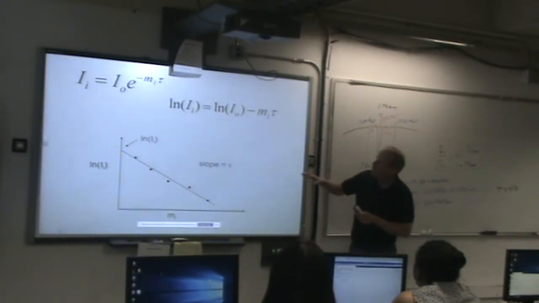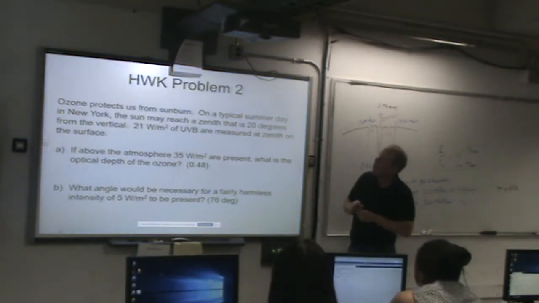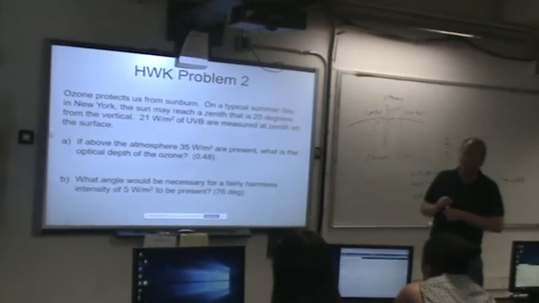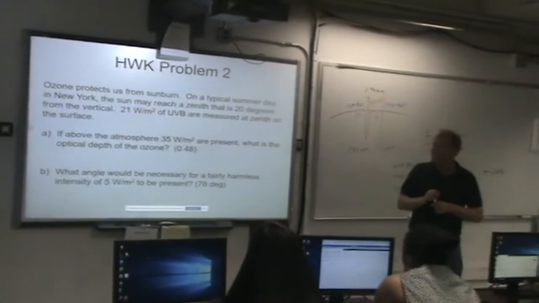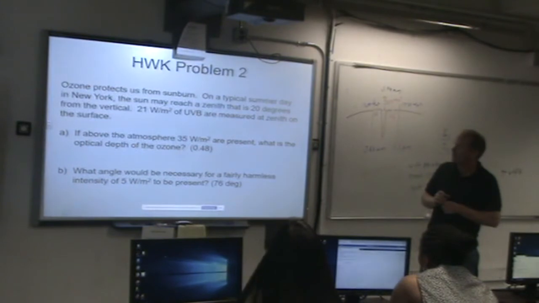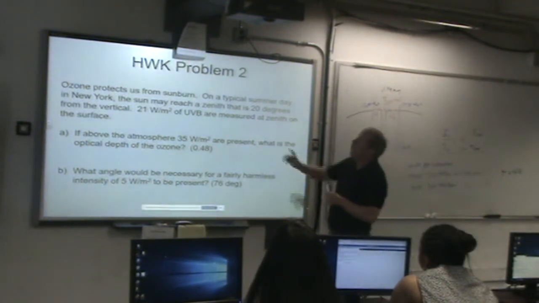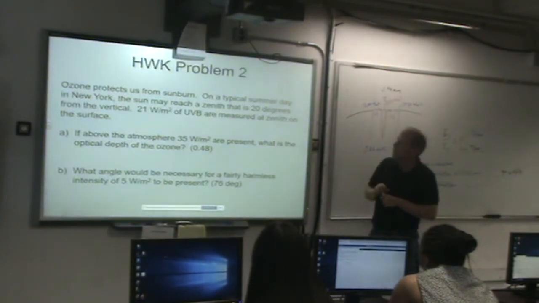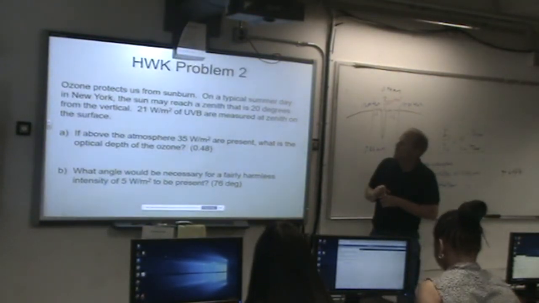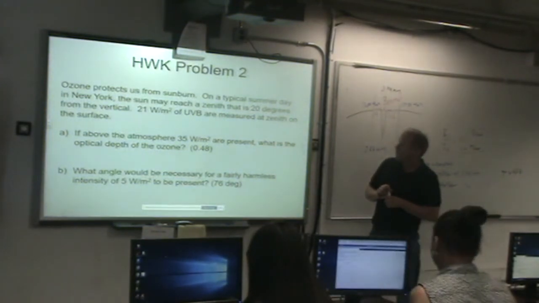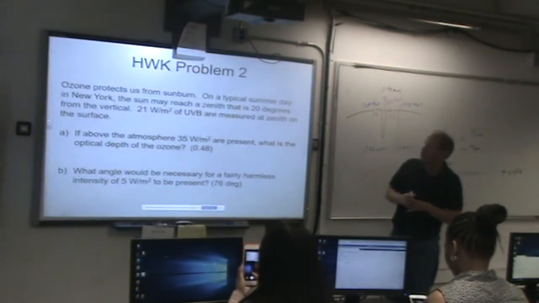So that's how we know. Now we have a homework problem. We all know about sunburn. We all know ozone protects us from sunburn. On a typical summer day in New York, the sun may reach a zenith that's 20 degrees from the meridian. 21 watts per meter squared of UVB are measured at the surface. If 35 watts per meter squared are present above the atmosphere, what is the optical depth of the ozone? And yes, I gave you the answer. What angle would be necessary for a fairly harmless intensity of 5 watts per meter squared to be present?